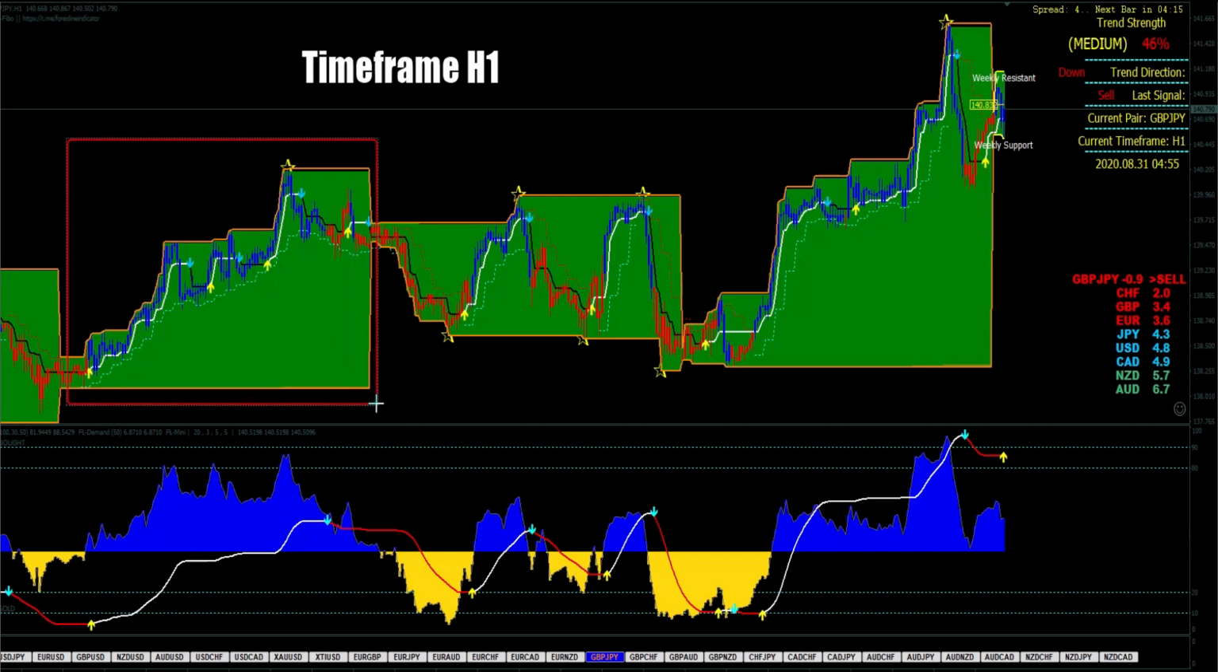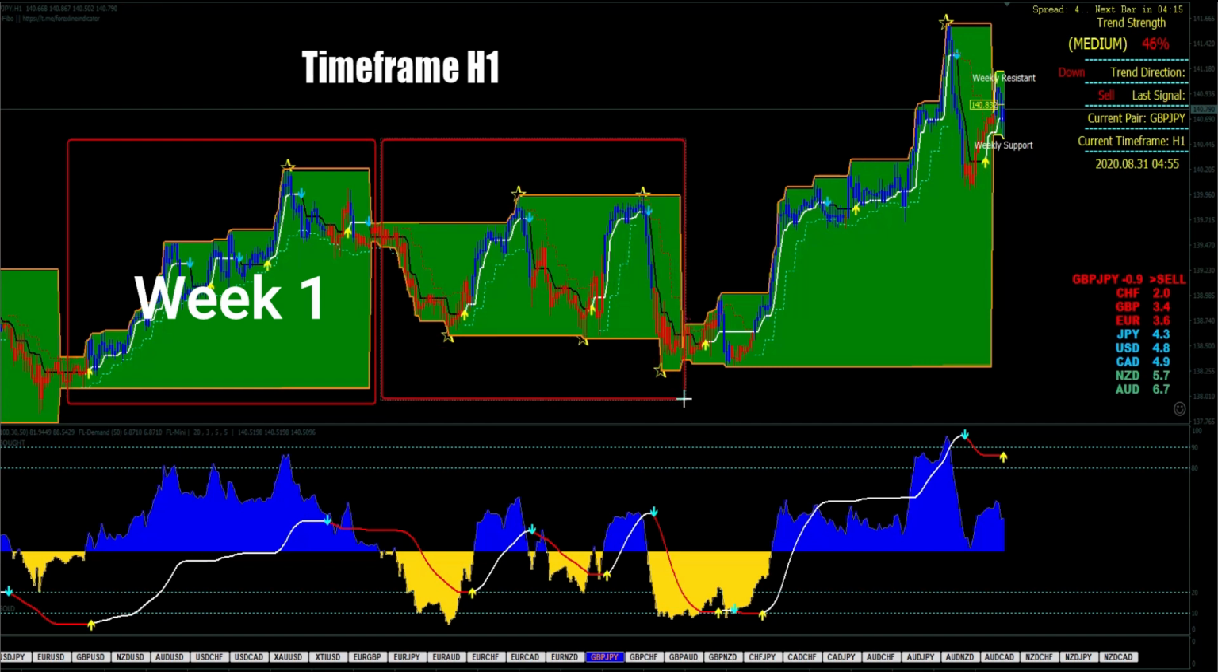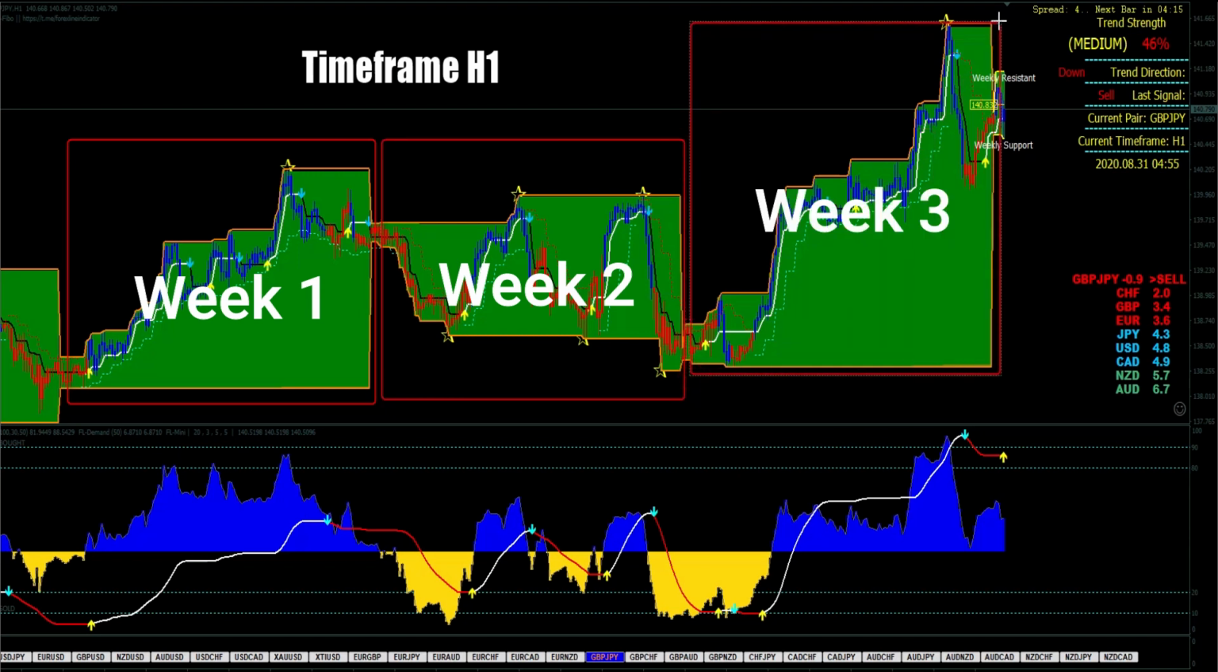Next is the time frame for swing strategies. Time frame 1 hour is recommended for swing trading strategies. By using time frame 1 hour, we can see the chart trend for the weekly period.